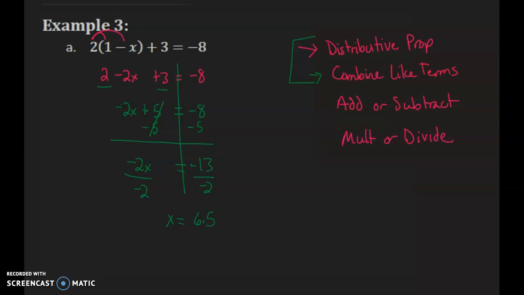So when you have a larger equation that you're trying to solve, what is the first thing that you do? Is it distributive property, combine like terms, adding, subtracting, multiplying, or dividing? We always look for distributive property first, and we know we may need to distribute if there are parentheses involved.